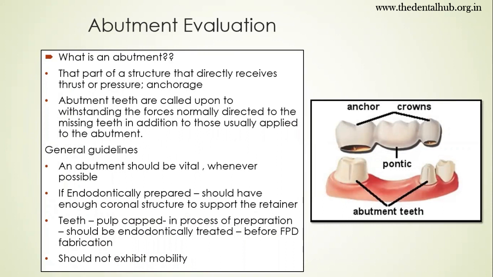Once we are done with this, we can go intraorally and evaluate our abutment. What is an abutment? It is that part of a structure that directly receives thrust or pressure. Abutment teeth are called upon to withstand the forces normally directed to missing teeth in addition to those usually applied to the abutment. If we see the image carefully, these are our abutment teeth. This is the pontic, this replaces the missing part, and these are the anchor crowns. Anchor crowns are the retainers which will be placed over the abutment teeth and will generate support.